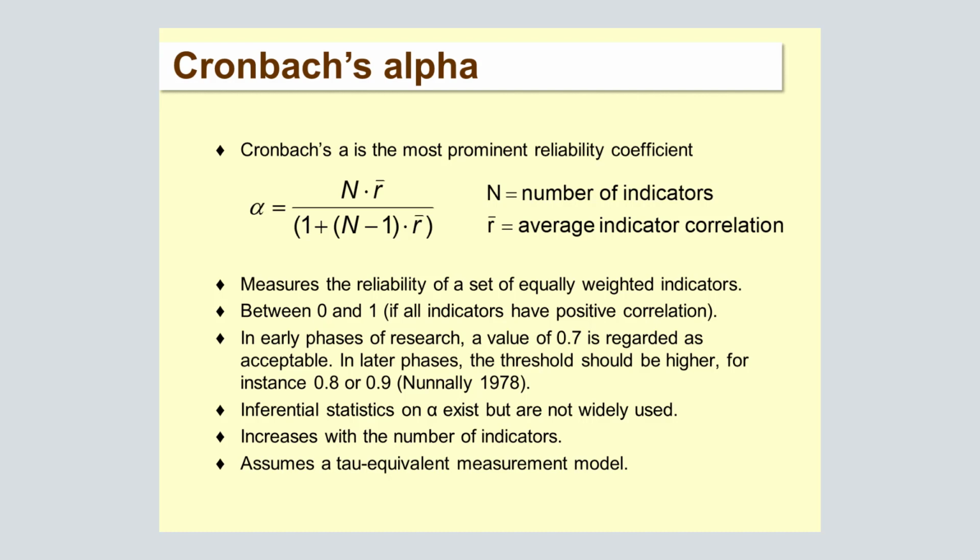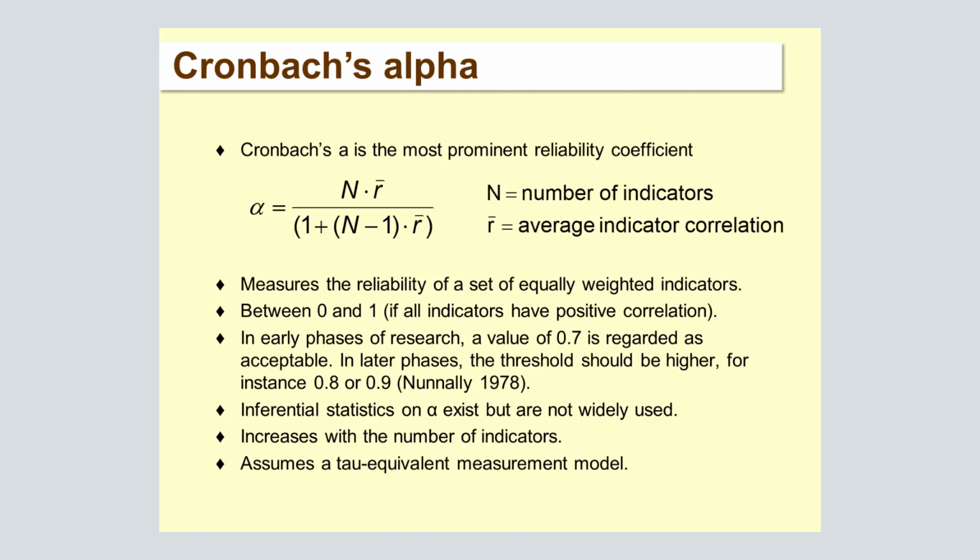In early phases of research, a value of 0.7 is regarded as acceptable. In later phases, the threshold should be higher, for instance 0.8 or 0.9, according to Nunnally in 1978. Inferential statistics on alpha exist, but they are not widely used, probably because they are not implemented in SPSS.